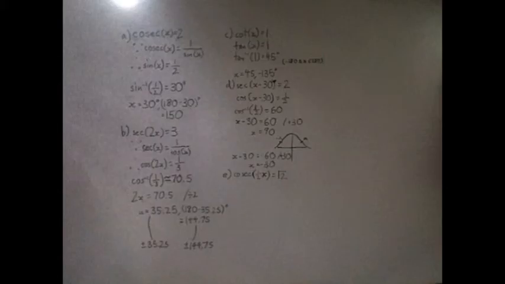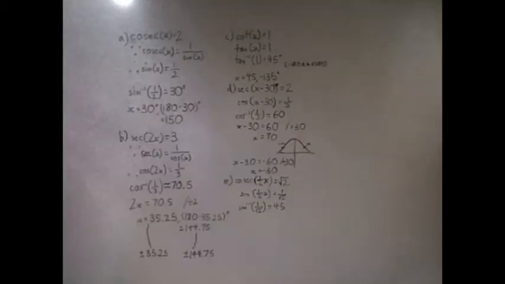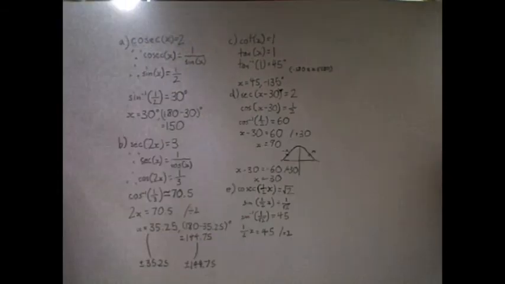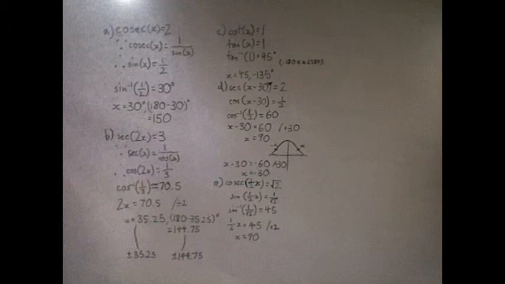Now for e, which is cosec half of x equals the square root of 2, it's the same thing again. You convert cosec to sine, so square root of 2 turns into 1 over square root of 2. Then if you input sine minus 1, bracket 1 over square root of 2, you get 45. Then you have to solve the equation, so half x equals 45, multiply by 2 to get x equals 90. Now for the other solution, you have to go to 180 minus 45 equals 135.